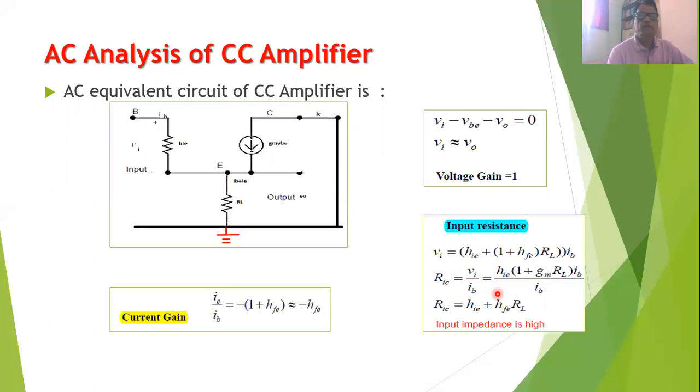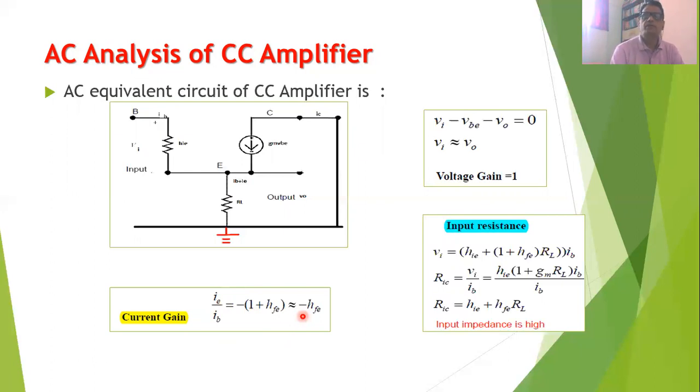Similarly, you will find that we can obtain the expression for the current gain. Current gain is the ratio of output current to input current. Output current is the emitter current IE, input current is the base current IB. And we know that IE is nothing but minus (1 plus HFE) into IB divided by IB. So IB will get cancelled, and therefore we will get the current gain equal to minus (1 plus HFE), or approximately, you can say that it is equal to minus HFE.